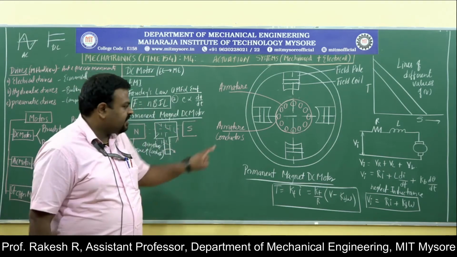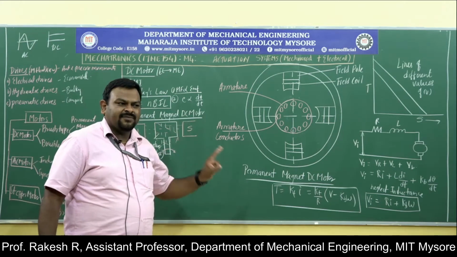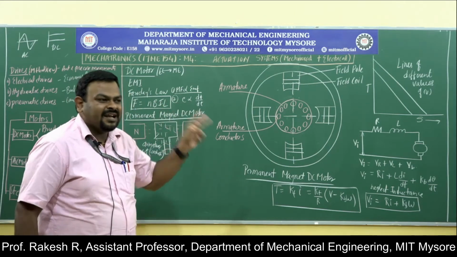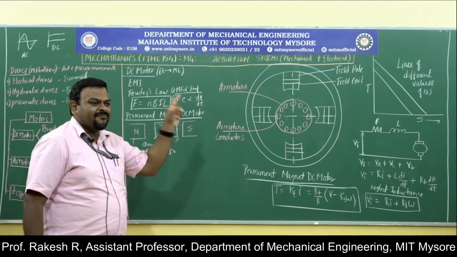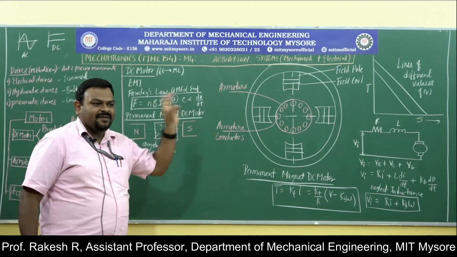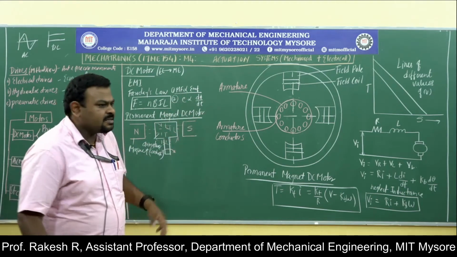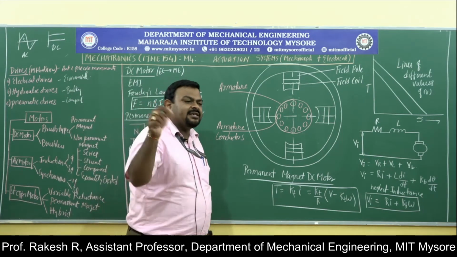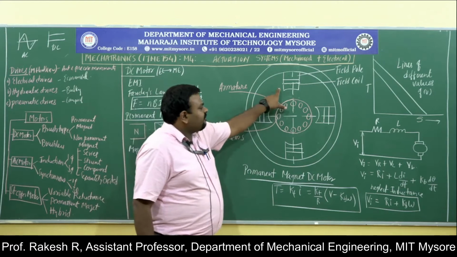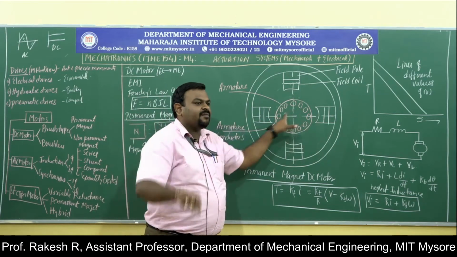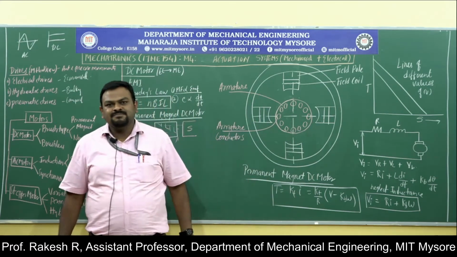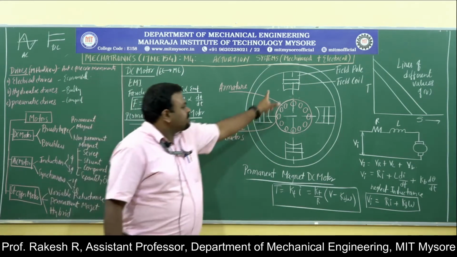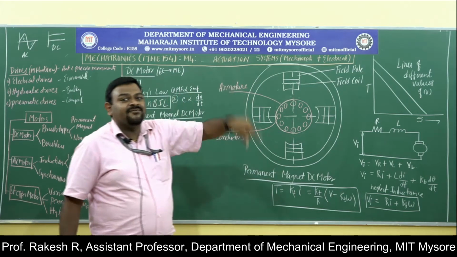While writing, first write what is a stator, then write what is a rotor. Stator is having a magnetic field, rotor will be having an electric field. Stator will be having field poles, rotor will be having conductors. Very important thing: whenever you write about a DC motor, the number of poles should be less than the number of conductors, because those conductors will be carrying the current and these poles will be carrying a magnetic field.